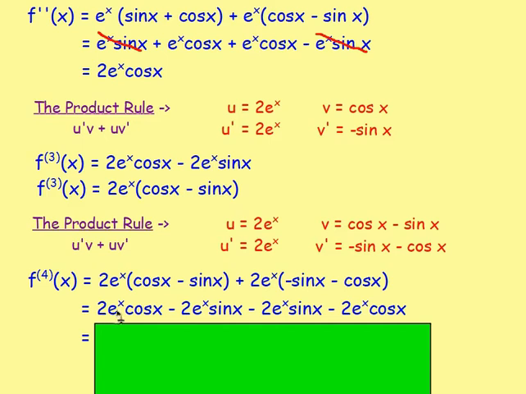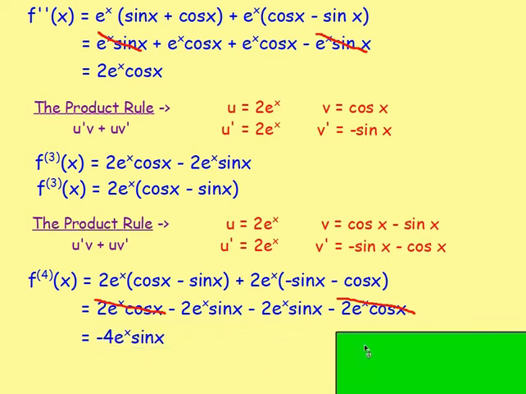You get 2e to the power of x cos x, take away 2e to the power of x sin x, take away 2e to the power of x sin x, take away 2e to the power of x cos x. Really, I'm multiplying out the brackets there. The reason I'm doing that is you can easily see that these terms will cancel. And these two terms, you can put them together. So you've got negative 2e to the power of x sin x. You're taking away another 2e to the power of x sin x, which means then you'd have negative 4e to the power of x sin x. So we have now found the fourth derivative.